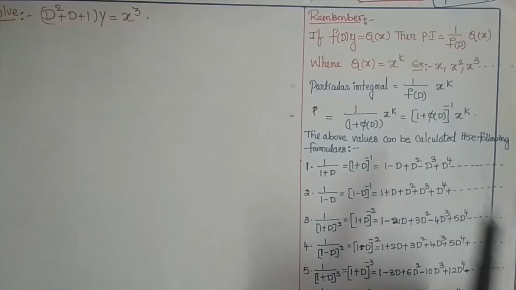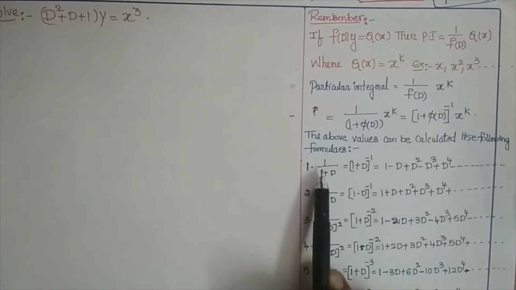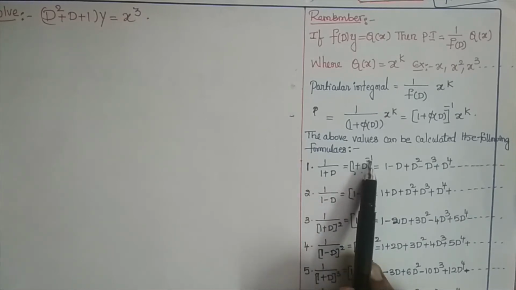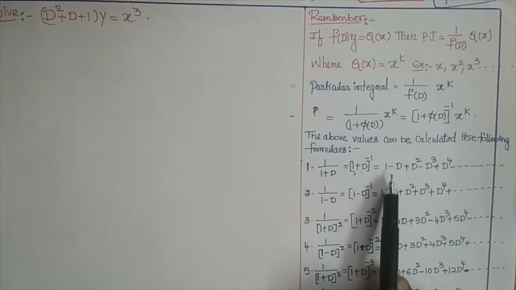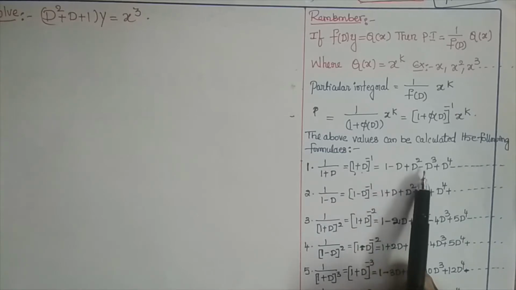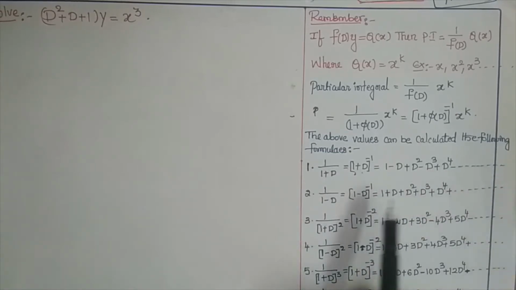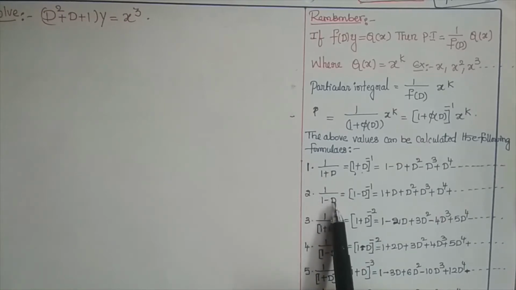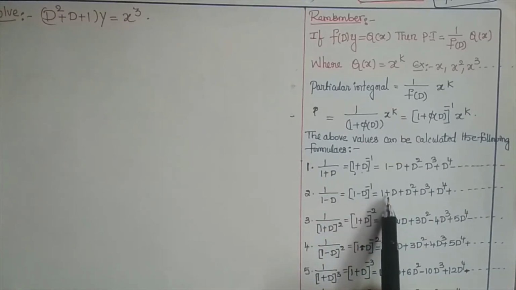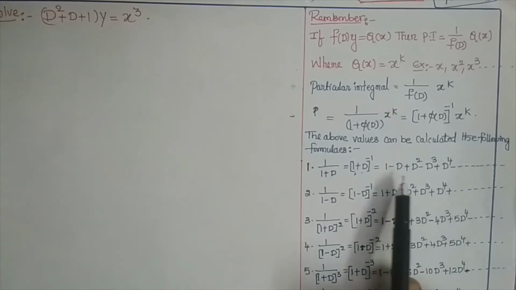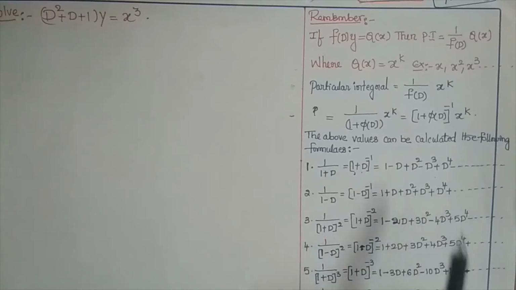Suppose 1 plus phi of D is in the form of 1 plus D, it can be written as 1 plus D whole to the power of minus 1. The formula is 1 minus D plus D square minus D cube plus D power 4 minus and so on. Similarly, the second one, 1 minus D, I think gives 1 plus D plus D square plus D cube plus D power 4, all are positive. Here they alternate, and here all are positive.